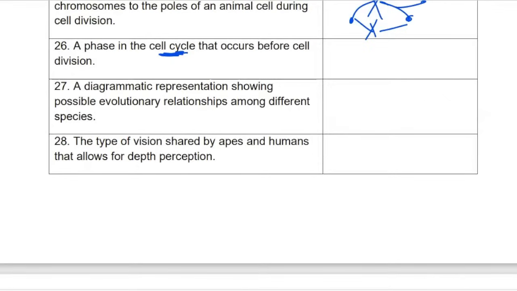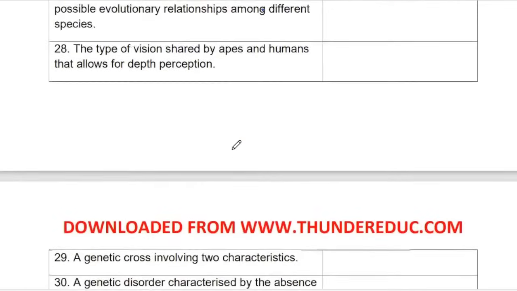Let's continue. Diagrammatic representation showing the possible evolutionary relationship among organisms. Here we're talking about phylogenetic tree. The type of vision shared by two humans that allow for deep perception. Stereoscopic vision, yes. We call it stereoscopic vision.